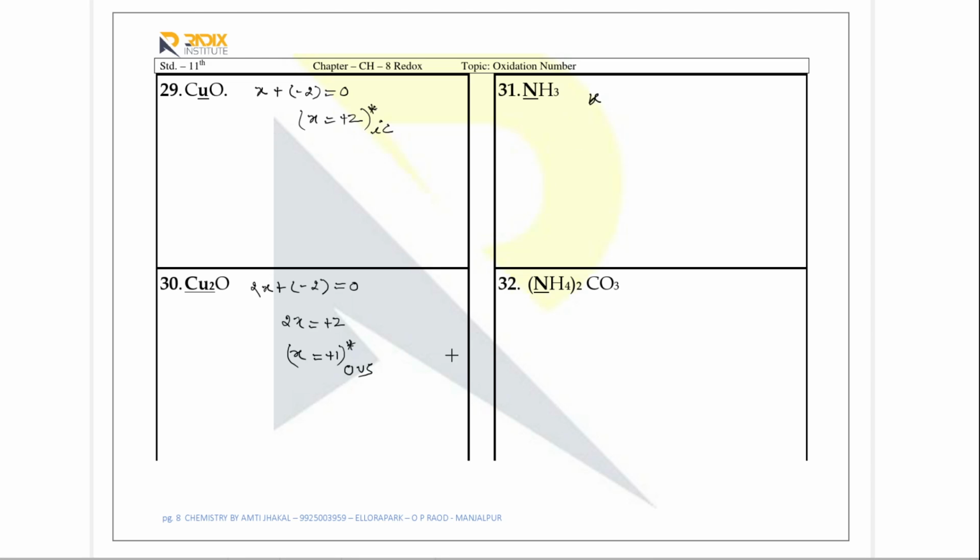Nitrogen oxidation number X, hydrogen oxidation number with any non-metal is +1, is equal to 0. So nitrogen oxidation number is equal to -3. Now we have to find the oxidation number of nitrogen in ammonium carbonate. Ammonium carbonate.